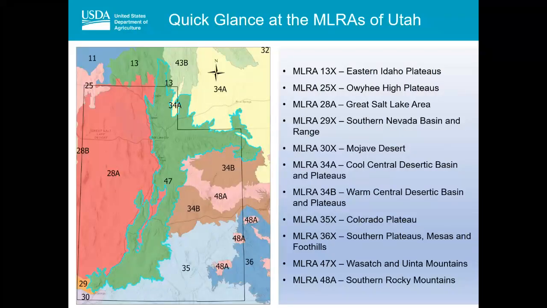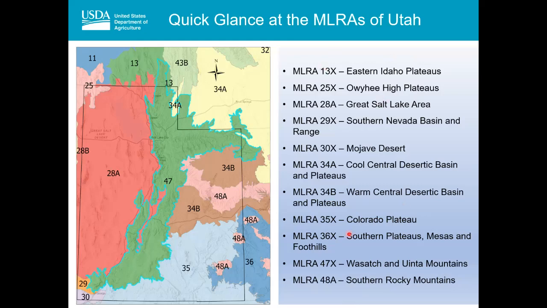For y'all that are not familiar with Utah, I just wanted to do a quick little overview of some of the diversity that we have here in Utah. Utah is the second driest state in the nation. We have precipitation ranging anywhere from below 6 inches up to 60 inches or more. The major physiographic provinces are the Colorado Plateau, the Middle Rocky Mountains, and the Great Basin over here on the western side. For today's presentation, we will be concentrating on MLRA 47, which is the Wasatch and Uinta Mountains.